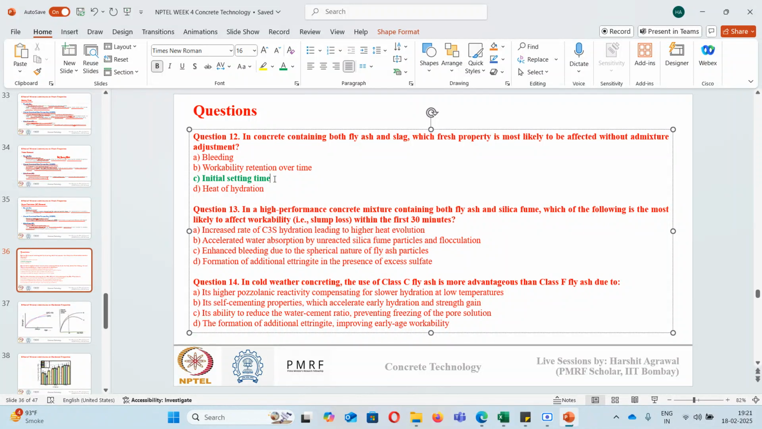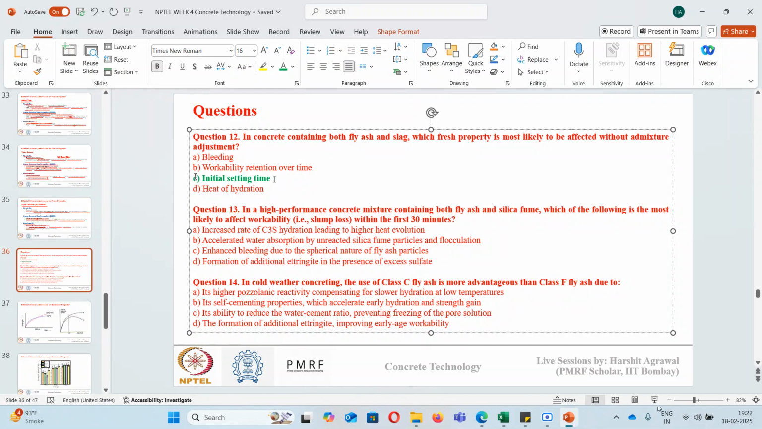So it can also increase the setting time, because this delay in setting time occurs because these SCMs react slowly compared to Portland cement, which reduces the rate of early hydration. And since the hydration is delayed, the setting time will be influenced. It can also influence the workability retention over time, but setting time is more directly impacted.